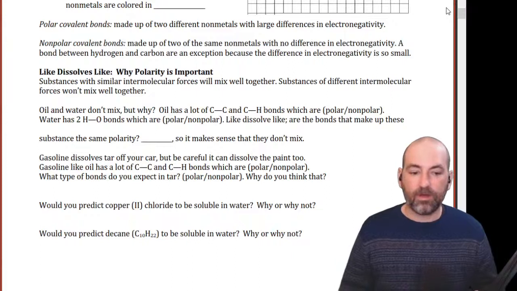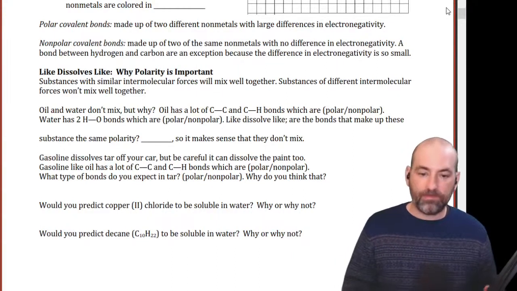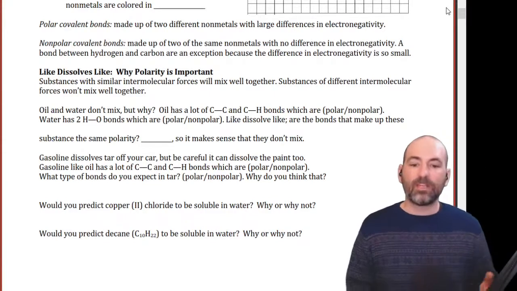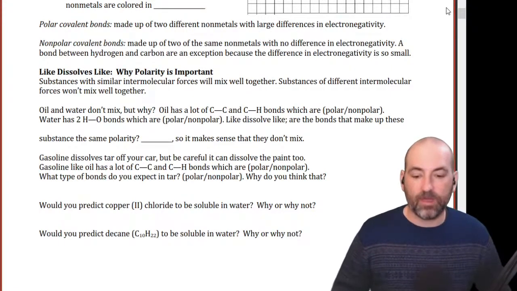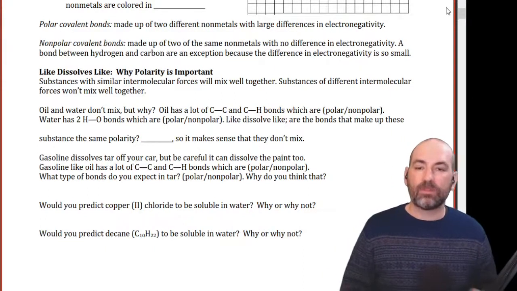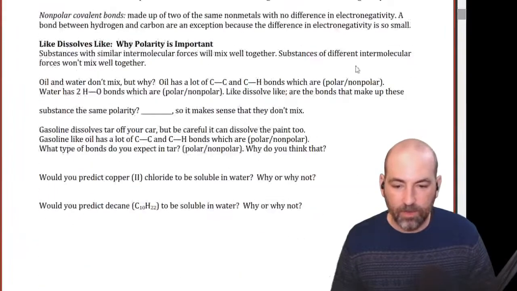And you might have heard the term "like dissolves like." That refers to polarity, and we're going to see that it's a little more nuanced than that. But basically, things with the same types of intermolecular forces can mix easily, and things with different types of intermolecular forces don't. The reason for that makes sense when you think about what we learned in the last chapter. So let's draw it out a little bit here.